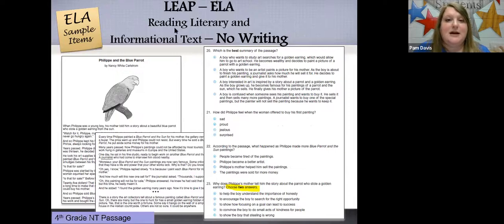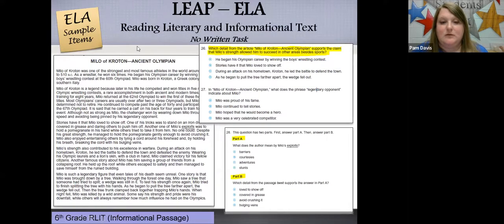We also have the reading, literary, and informational text, and it says no writing. This is going to be reading the passage and answering the questions. Here's another example.